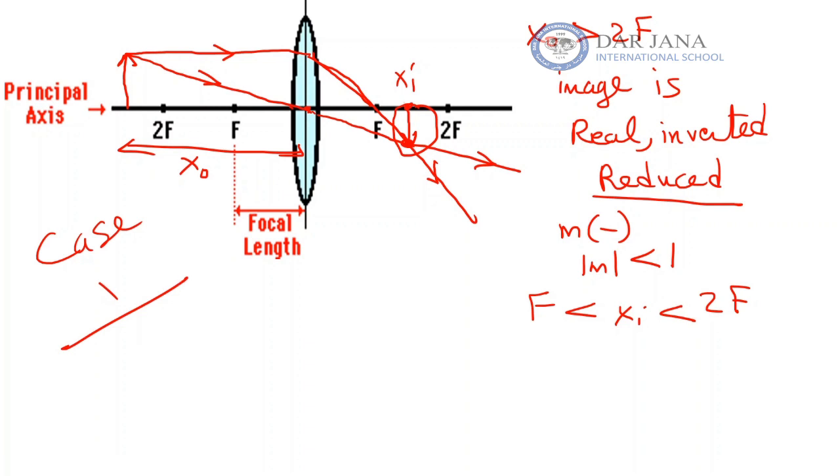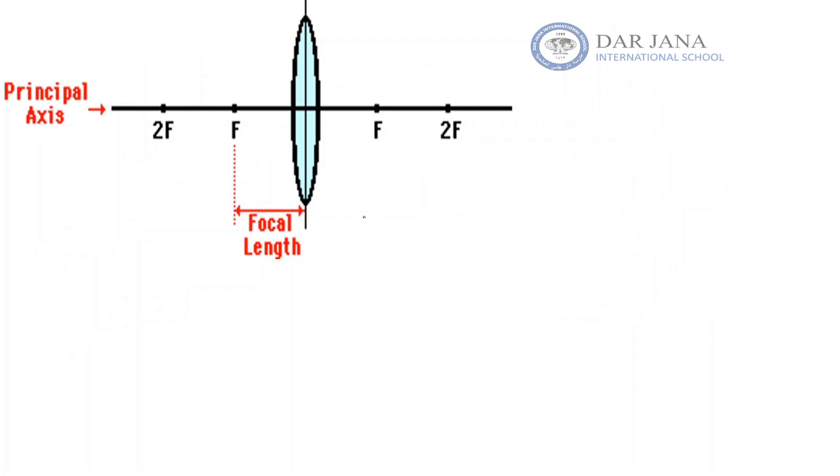Let's go to case 2. I will put the object now, xo, between F and 2F. So here is the object. So that's xo. I will take the rule 1, parallel ray. The parallel ray will go to F.